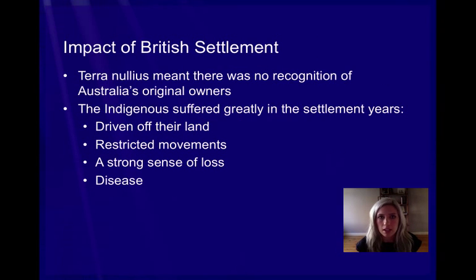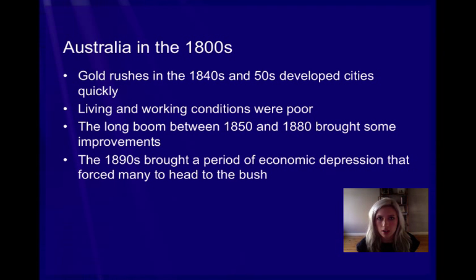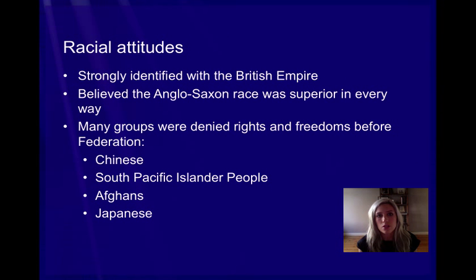So during the settlement years, Australia had many European settlers who had very strong racial attitudes. They strongly identified with the British Empire, being that that's where they originated from, and they believed that the Anglo-Saxon race, so the European English people, was superior in every way to any other race. And many groups, because of this, were denied rights and freedoms before Federation in Australia.